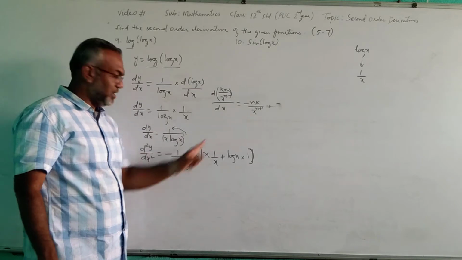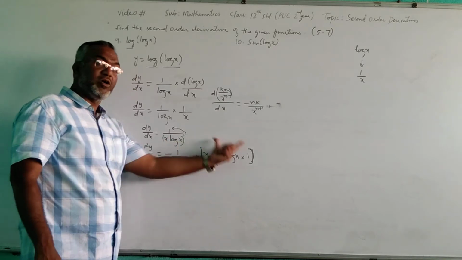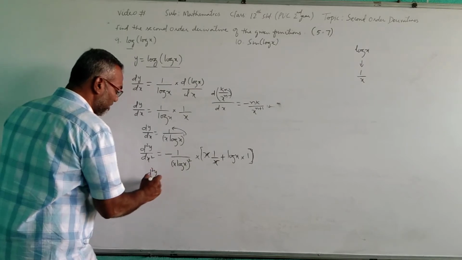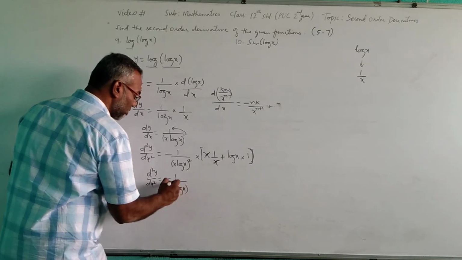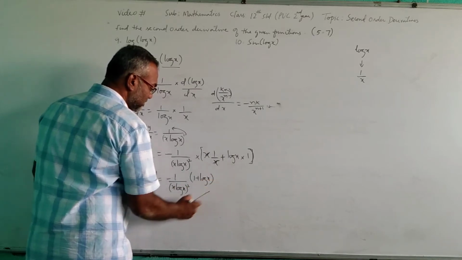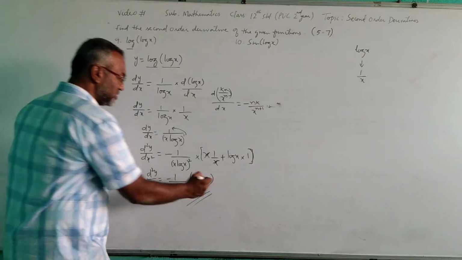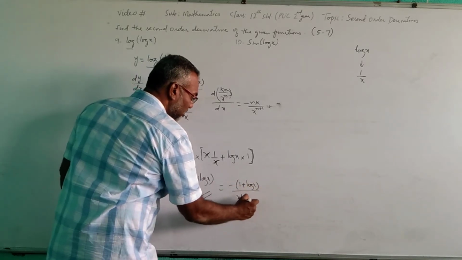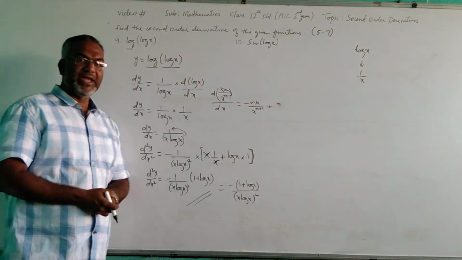We did this here, but we are again differentiating this, because it's not just x, it's x log x. Now here we cancel x, so d square y by dx square is equal to minus 1 divided by x log x whole square into 1 plus log x. This is the final answer. Or you can write minus 1 plus log x divided by x log x whole square. That is also correct. This is the final answer.